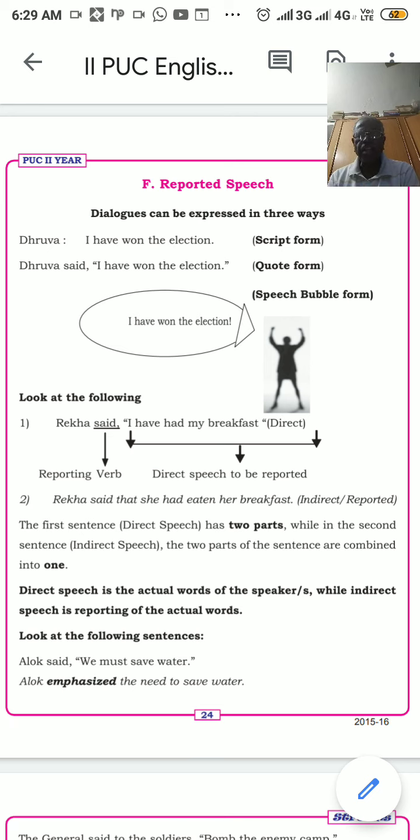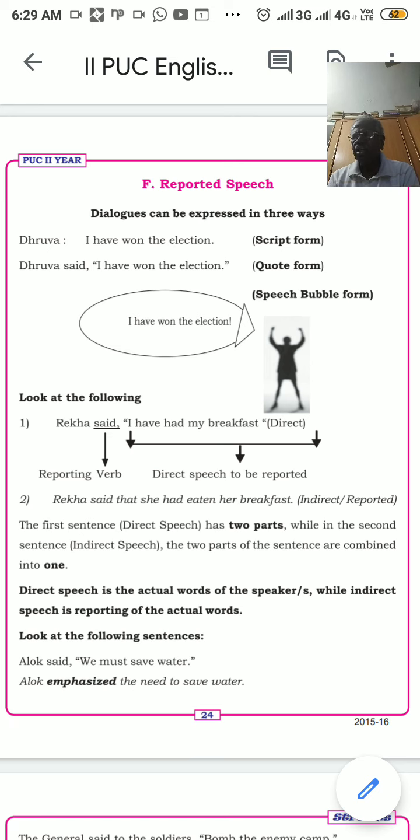One more thing, please take down your notebook and write down all these rules. When you come to college, we won't have time to do all this. So, you must know the rules. The first rule is remove the inverted commas. Second rule is, if there is a statement, the 2 parts are joined by that.